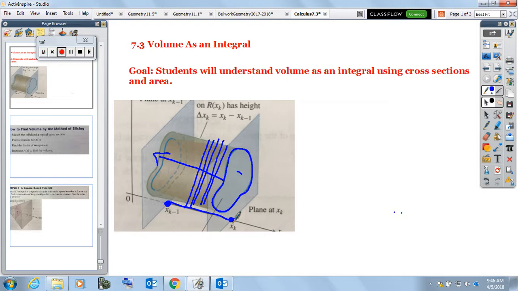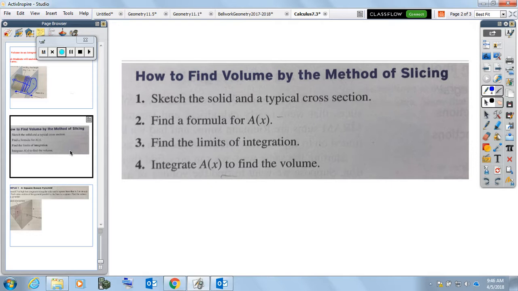And so we're going to go ahead and find these areas of the base to figure out what the area of the cross section will be as it goes from a point to another point. So let's take a look at how to go ahead and solve for volume by what we call the slicing method.